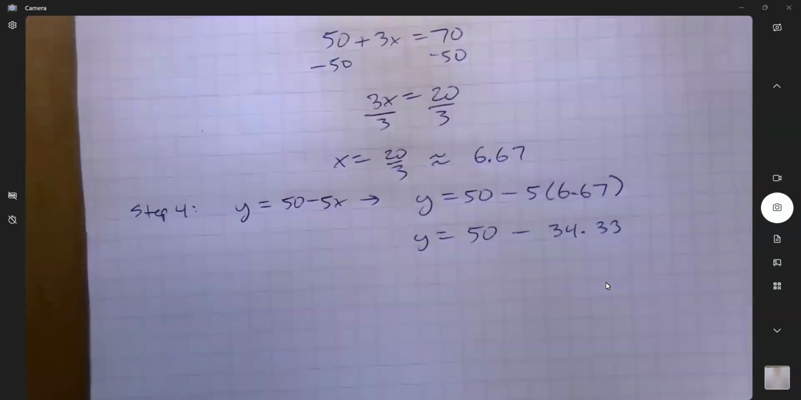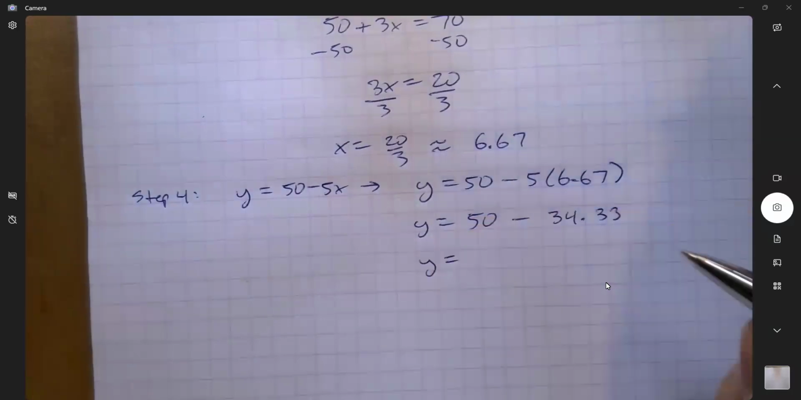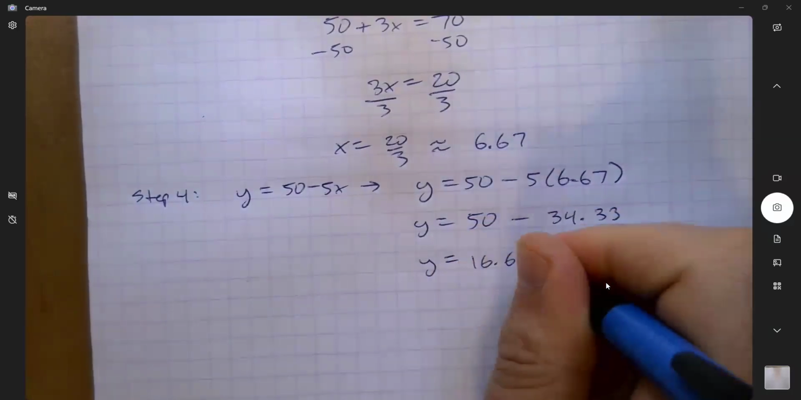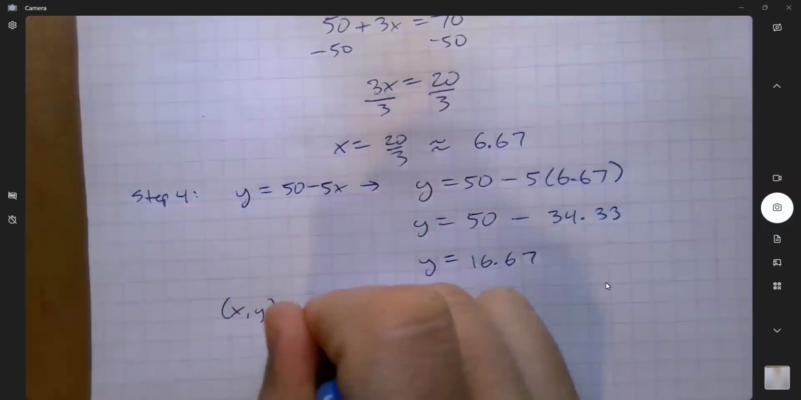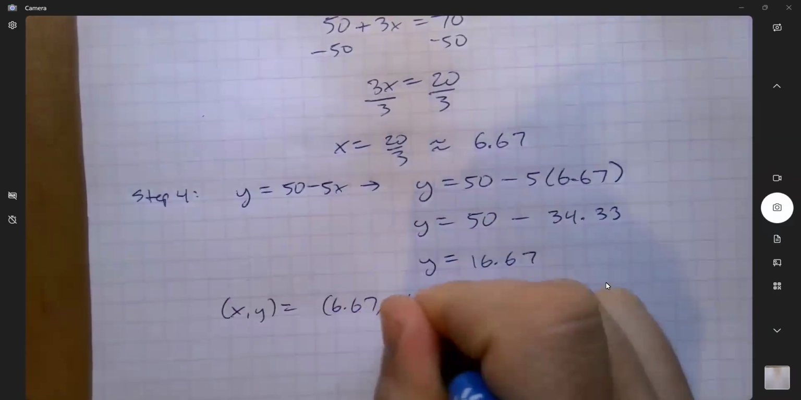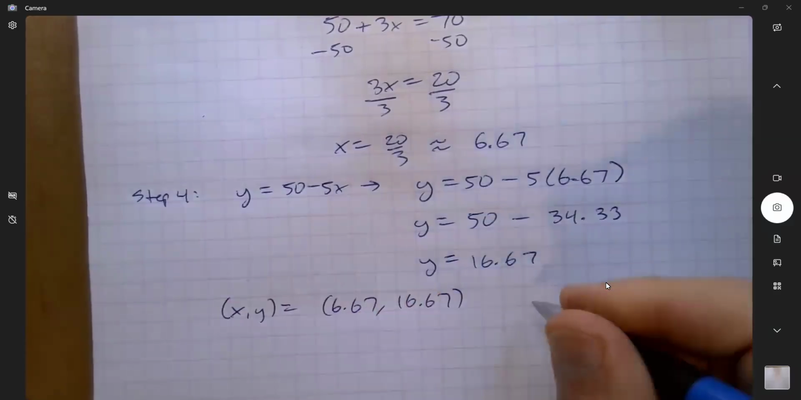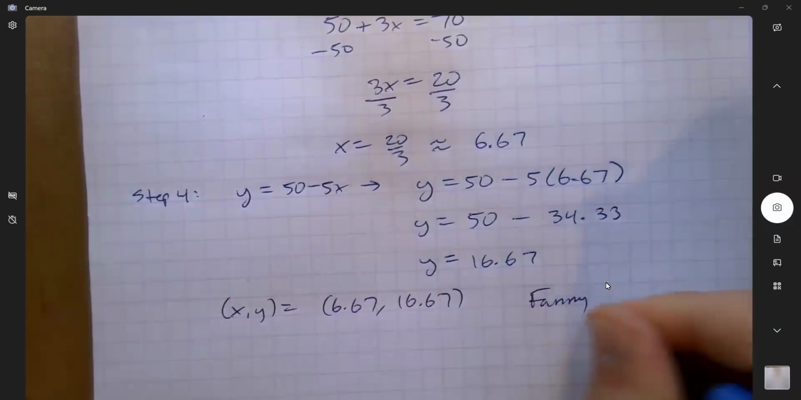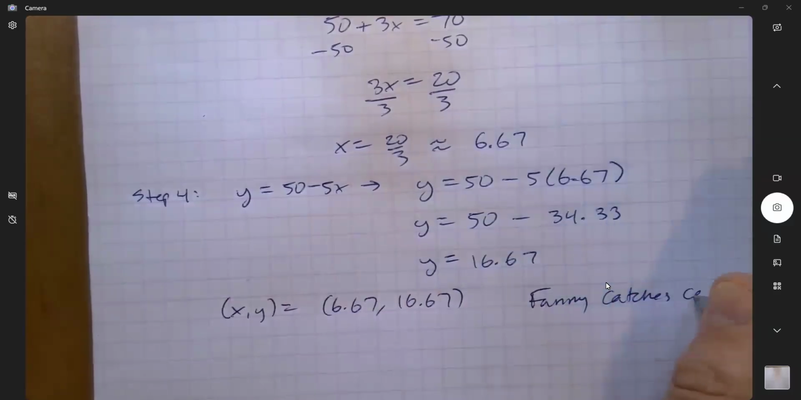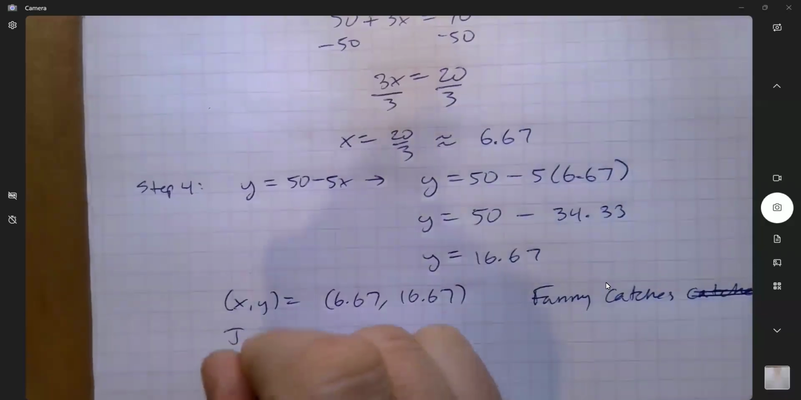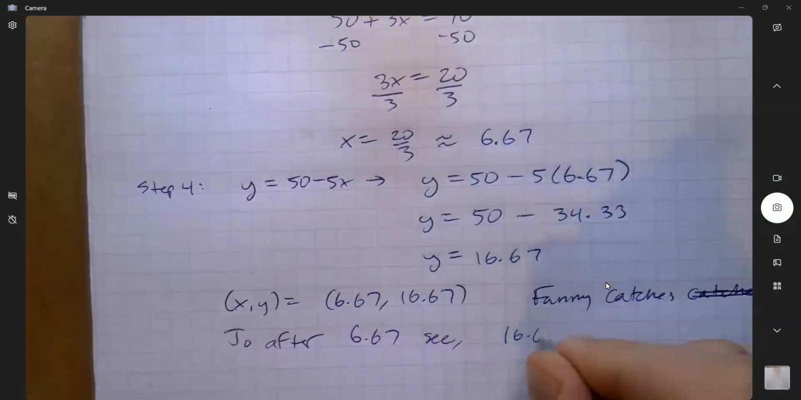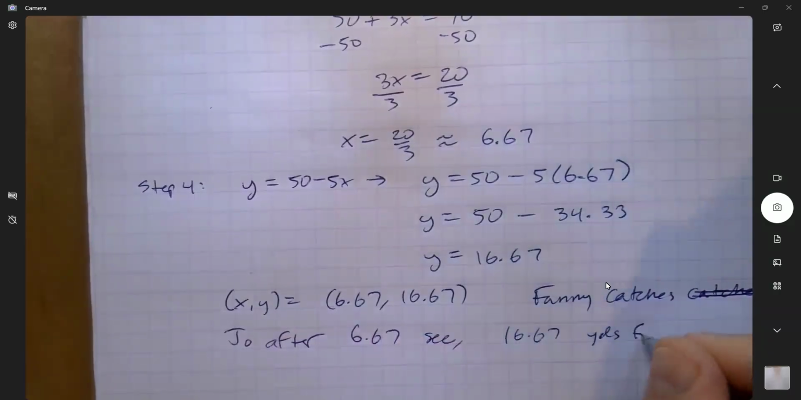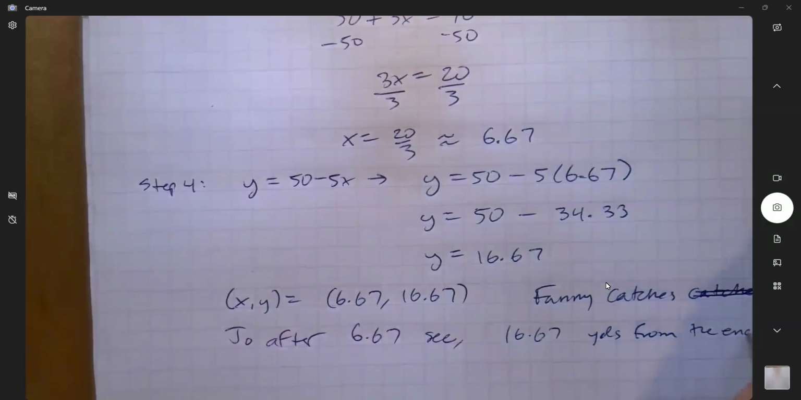So when I do that subtraction, I get y equals 16.67. And so x comma y is 6.67 comma 16.67. And to put it in context, Fanny catches Joe after 6.67 seconds, 16.6 yards from the end zone.